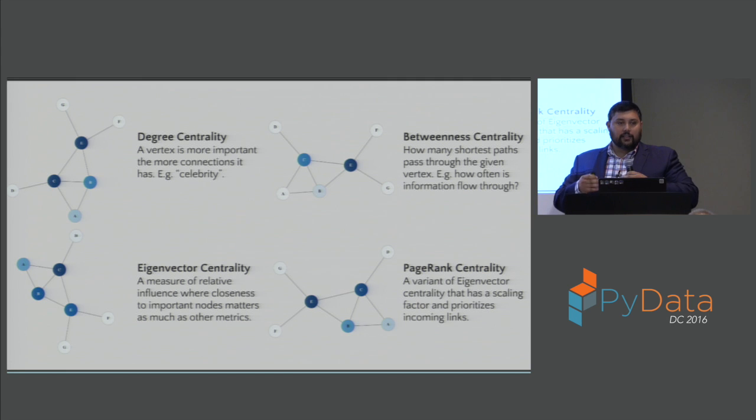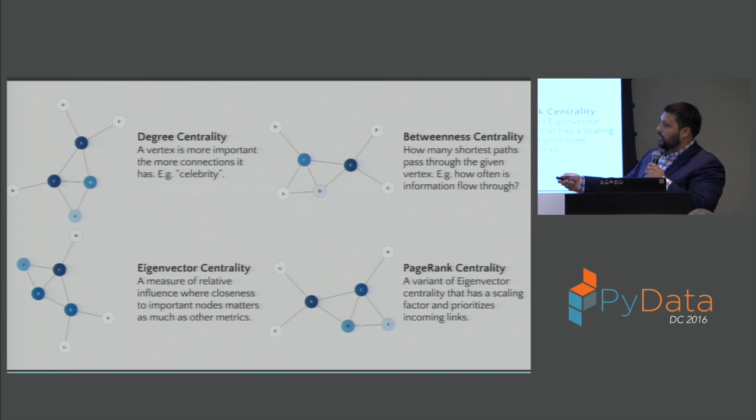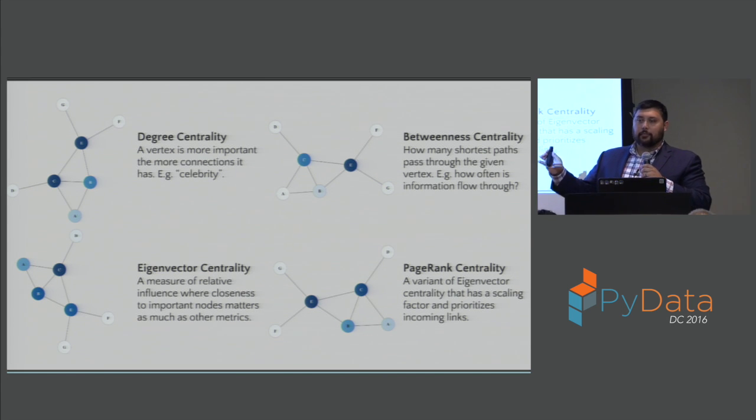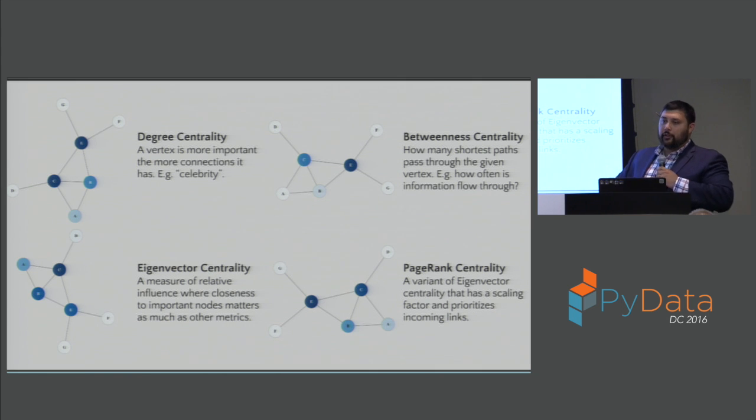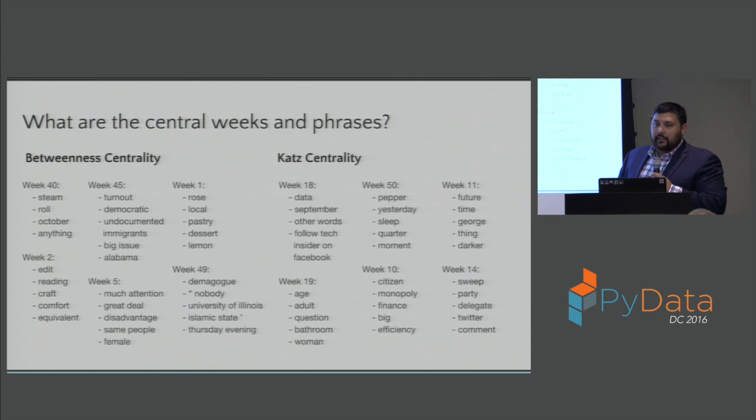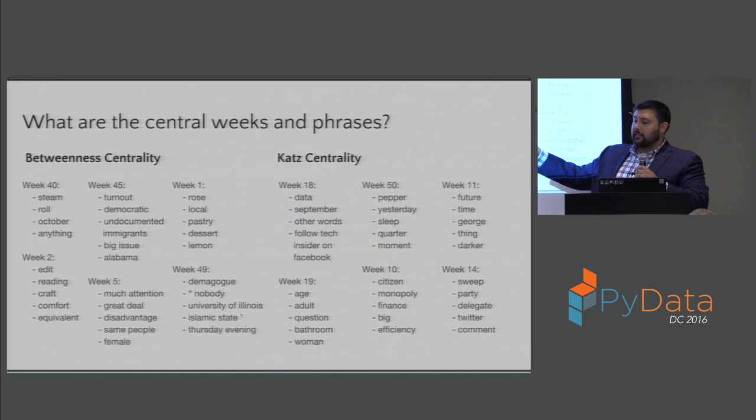We could think about the average distance from this node to every other node, which is called closeness centrality. Or we could do what Google does and look at eigenvector centrality, which is a measure of relative influence, where closeness to important nodes matters as much as how popular you are. We can also factor in prioritization or any number of centrality measures. And you can see that these centrality measures have a huge impact on how they change the type of analysis that happens.